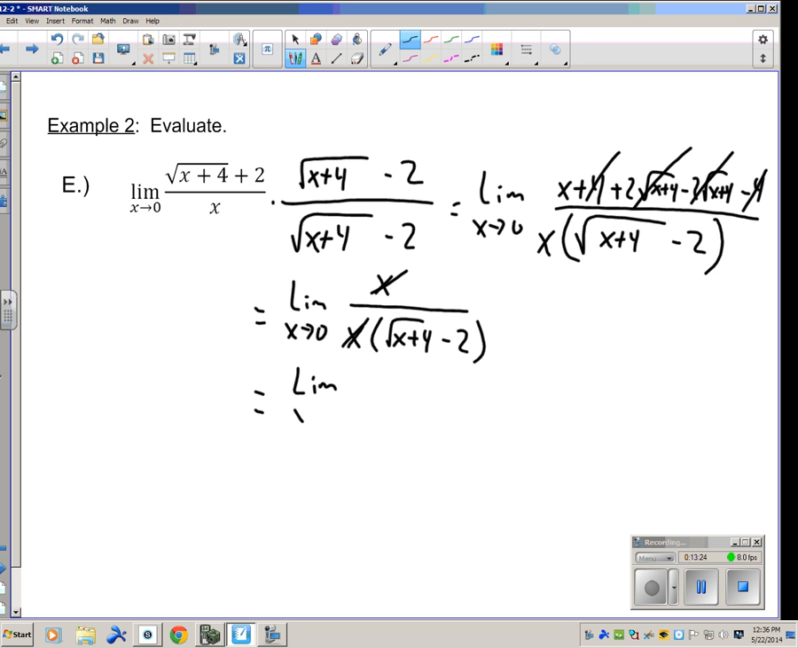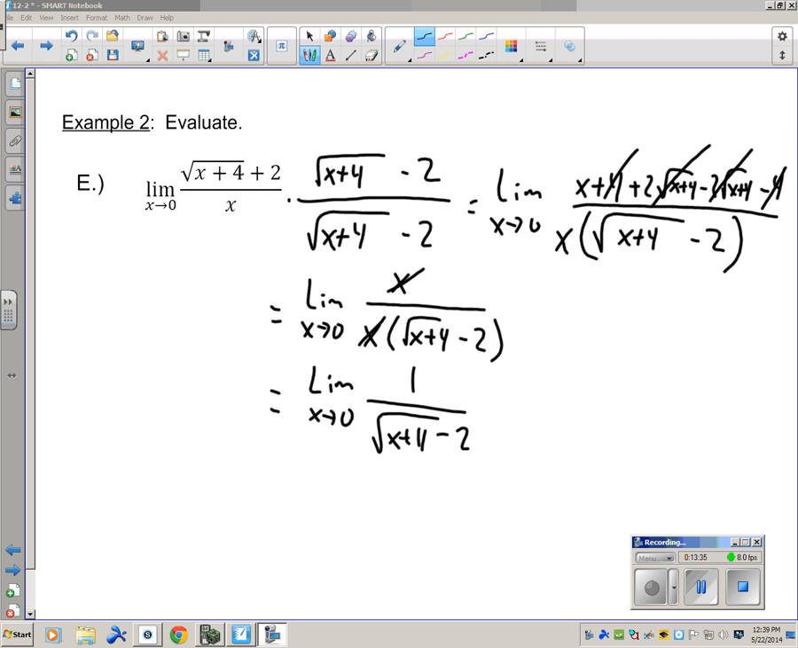So I get the limit as x approaches 0 of 1 over the square root of x plus 4 minus 2. So yeah, just use direct substitution, and you end up getting 0 in your denominator there, so the limit does not exist. So we did as much as we could, and we still couldn't get the value.